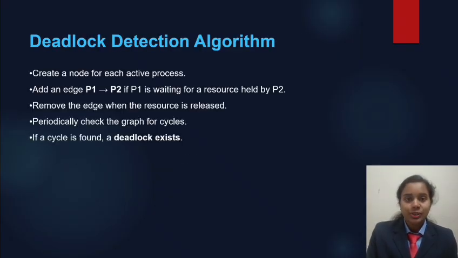Deadlock detection algorithm. Create a node for each active process. Add an edge from P1 directed to P2 if P1 is waiting for a resource that is held by P2. Remove the edge when the resource is released. Periodically check the graph for a cycle. If a cycle is found, then a deadlock exists.